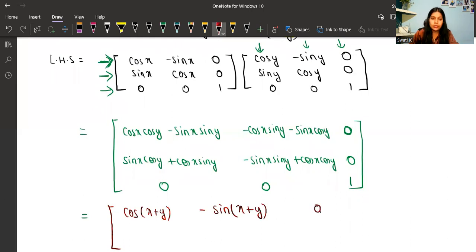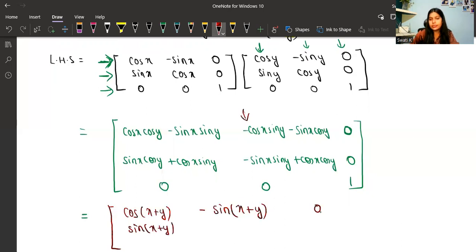This is 0 only. And again here, this is sine a cos b plus cos a sine b. Here, there is no negative sign. In this one, I had taken the negative sign common first, and then I used the formula. Here, it is directly in the formula, that is sine x plus y.